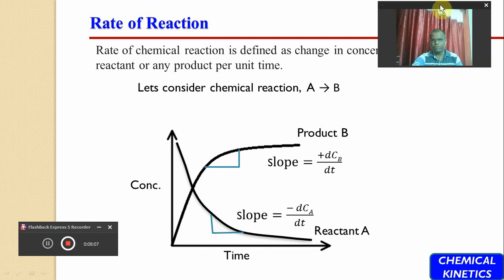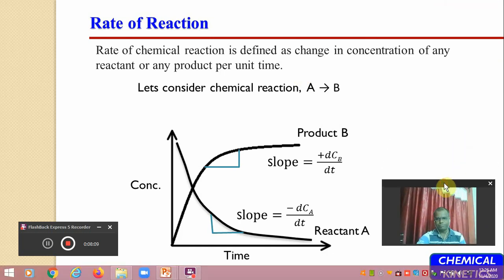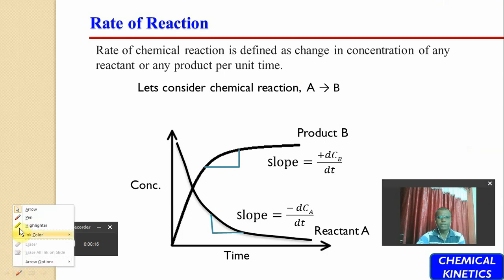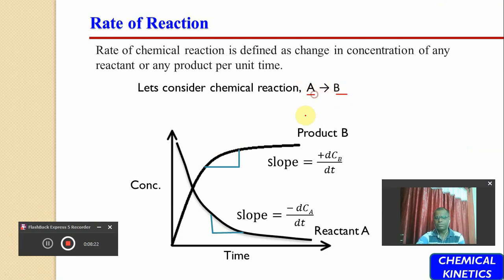Here, in order to define the rate of reaction, I consider one simple reaction in which A is the reactant that reacts and gives the formation of product, and B is the product here. So there are two species: one is the reactant, another one is the product. Capital A is the reactant, capital B is the product.